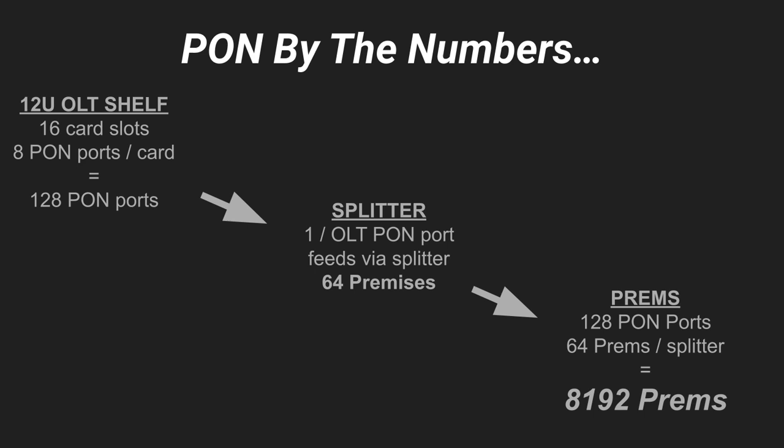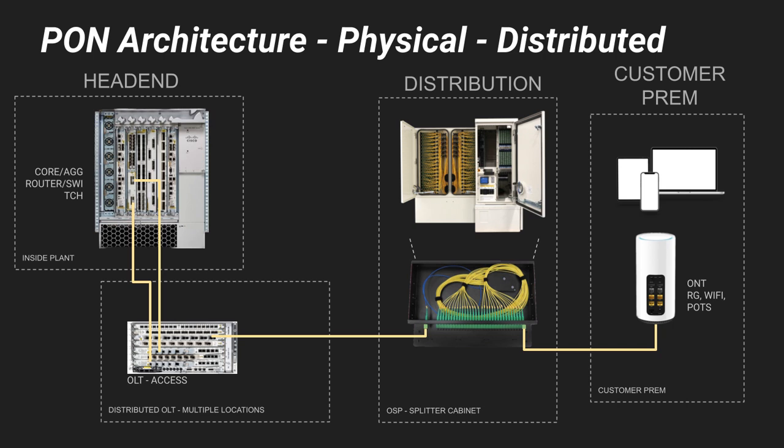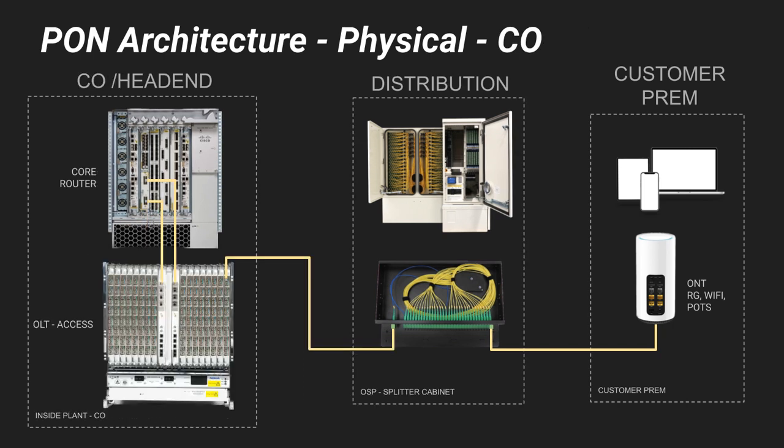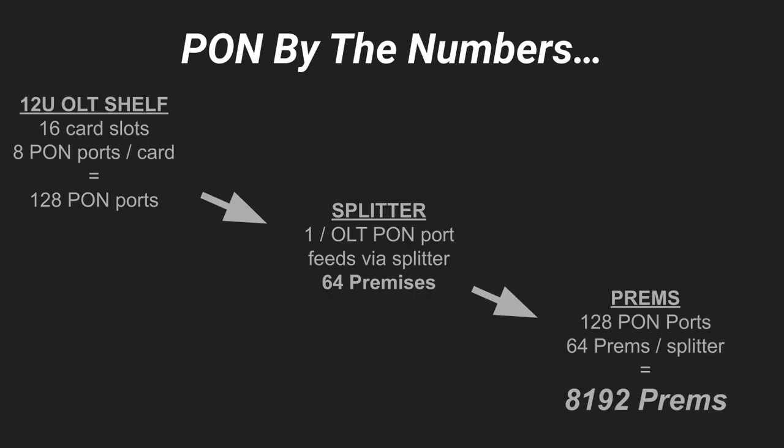So let's just run numbers quick. That 12U OLT shelf that's back here, this thing right here, that's the 8, that's the 4. There we go. This thing, 128 ports, right? So 128 ports feeds, if everything was close and it was a dense urban area and you could feed 128 1x64 splitters, you're going to be able to serve over 8,000 endpoints, which is crazy.